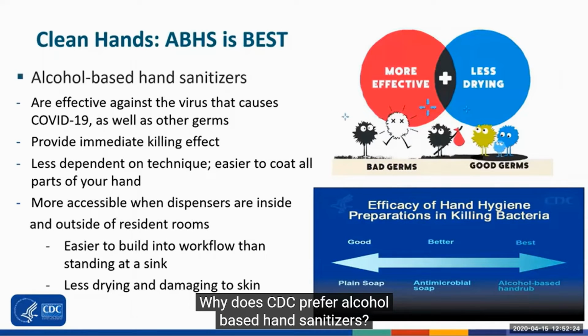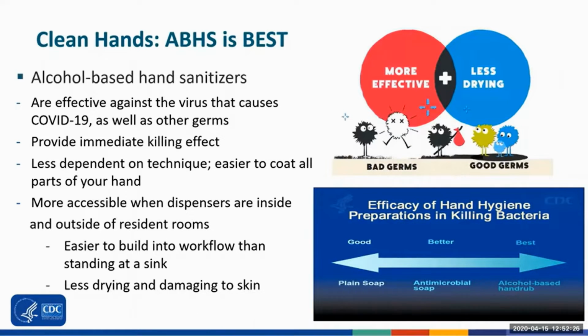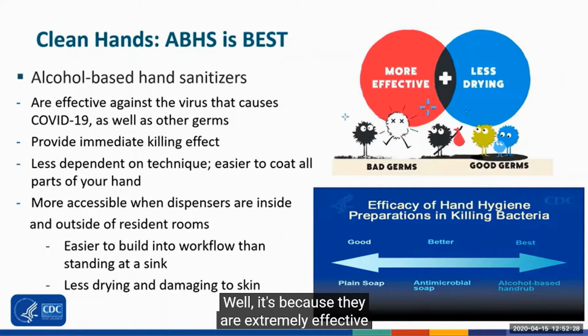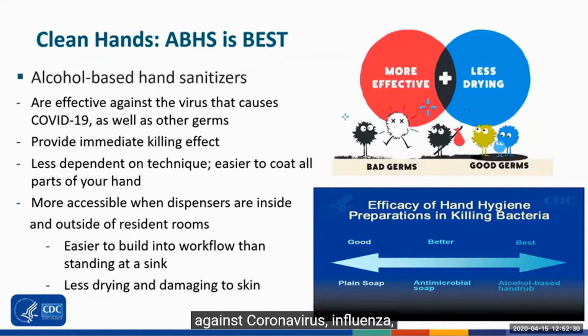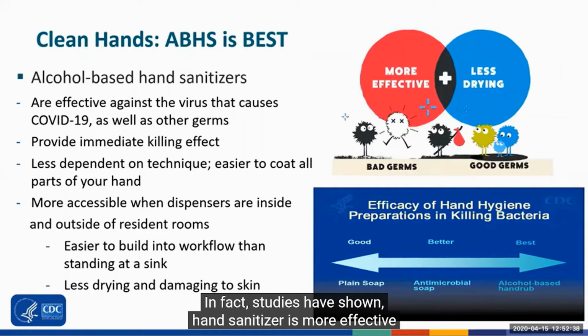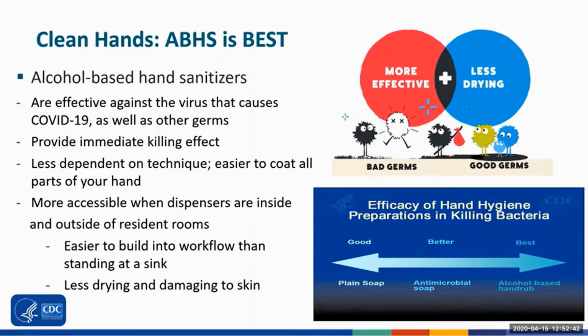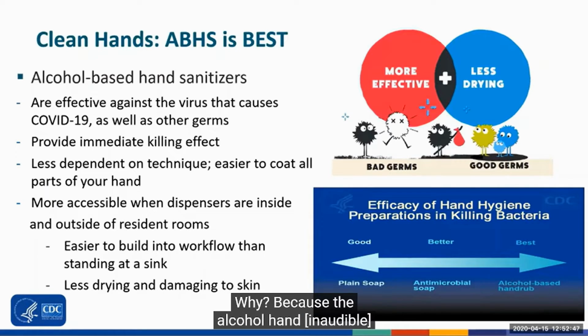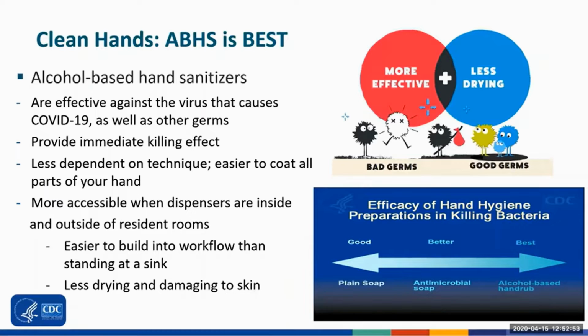Why does CDC prefer alcohol-based hand sanitizers? Well, it's because they are extremely effective against coronavirus, influenza, and many antibiotic-resistant germs. In fact, studies have shown hand sanitizer is more effective than washing hands with soap and water. Why? Because the alcohol hand rubs and gels start killing germs immediately.